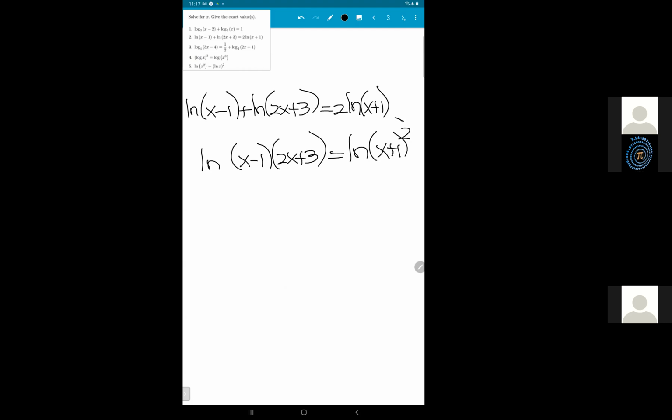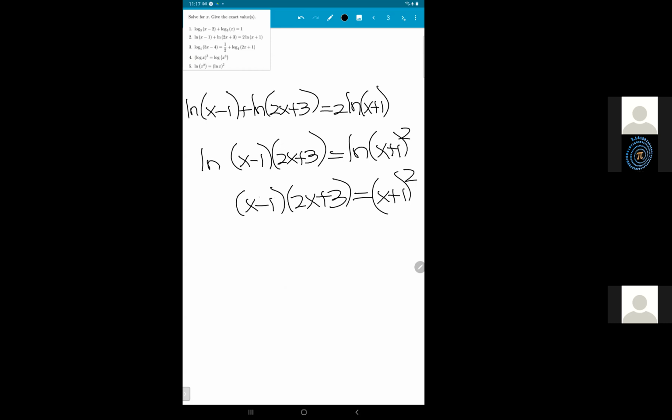Remember, you can bring down the exponent beside, and you can do it the other way around. So we raise up this one here. And since you have base e, that means you just have to equate the expressions inside. So this gives us the quadratic equation, x minus 1 times 2x plus 3 equals x plus 1 squared, which we just have to solve and then check later on for extraneous solutions if there are any.